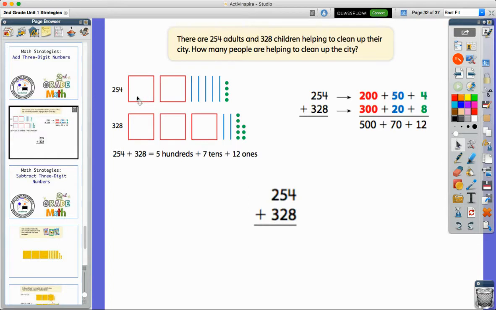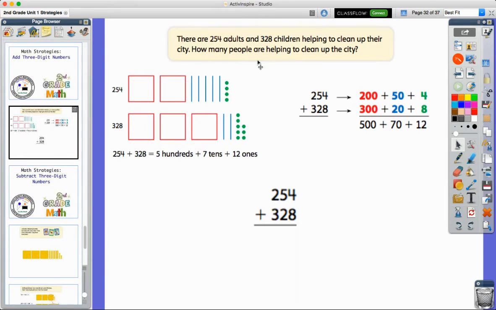They have 254 adults. So there's two hundreds blocks, 5 lines to represent the 50 or the 5 groups of 10, and 4 ones. And that is the number of adults. Then we have 328 children. So they've drawn 3 hundreds blocks, 2 tens sticks, and 8 ones. And now all we have to do to add them is to put them all together.